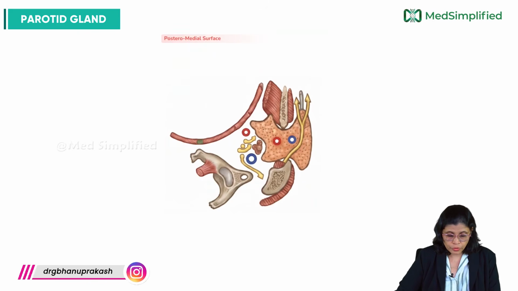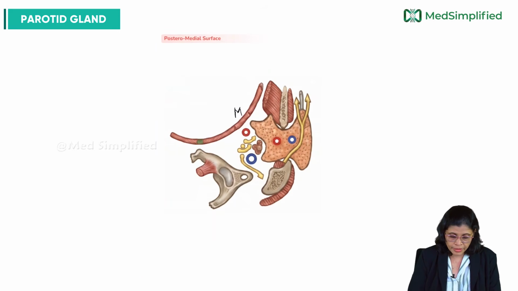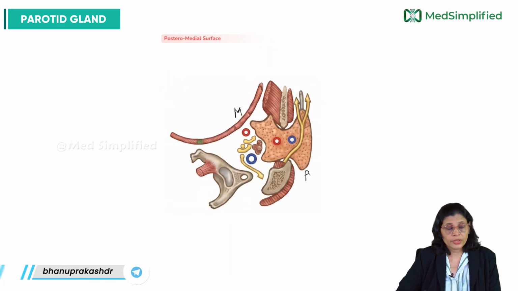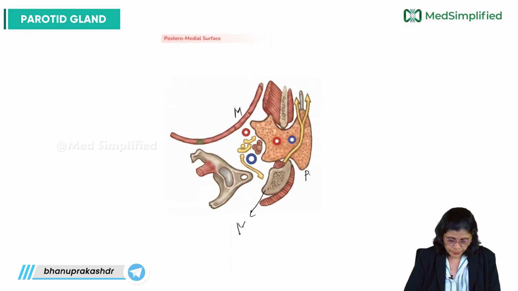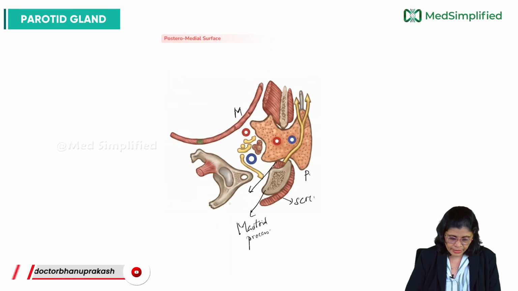Next, coming to the posteromedial surface. So where is the posteromedial surface? Between the medial border and the posterior border. Here, what are the structures in relation to this? Here we see the mastoid process with the two muscles, the sternocleidomastoid muscle and the posterior belly of digastric.